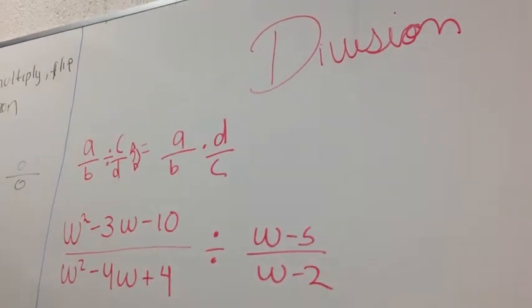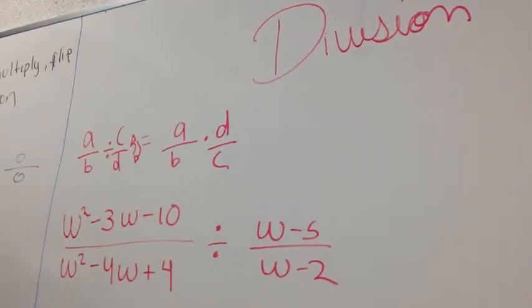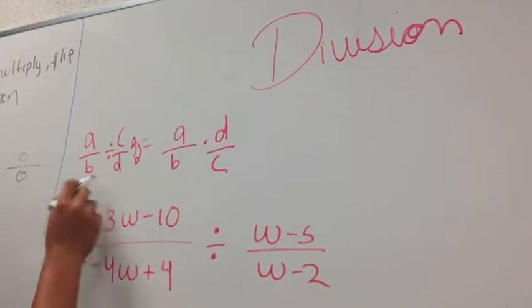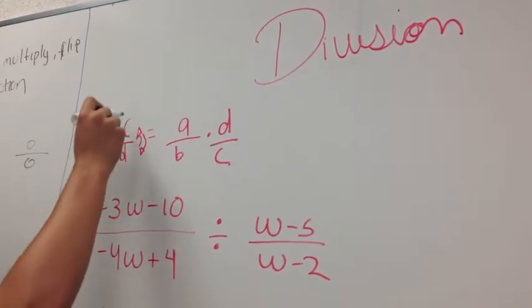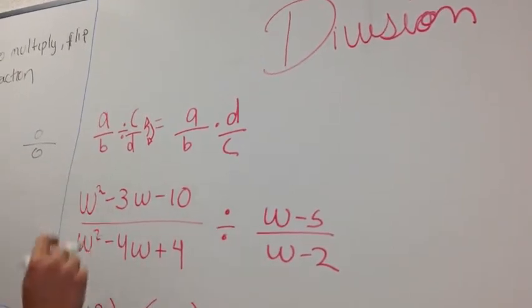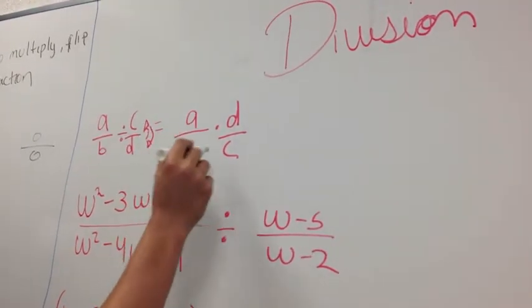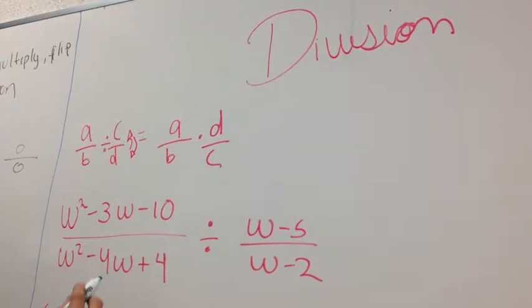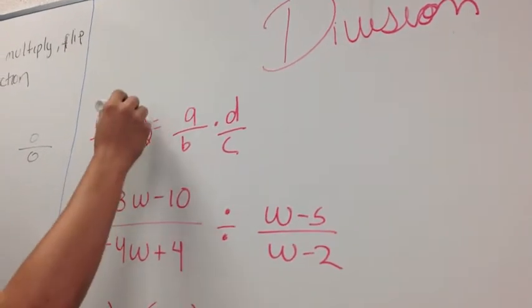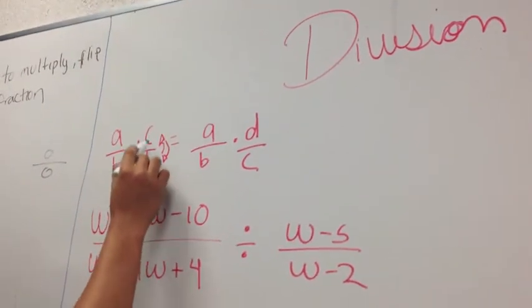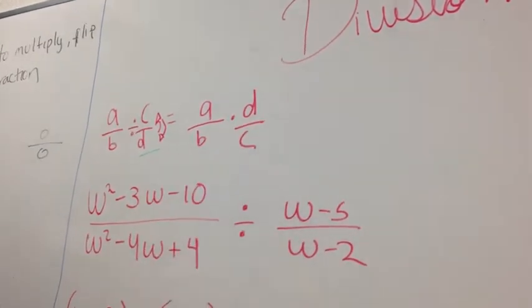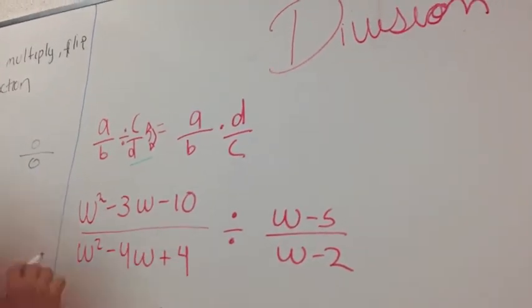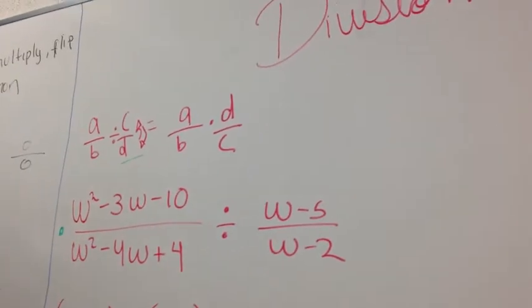We're going to see now division of rational fractions. For the division, we start off with the same principle. A over B divided by C over D will yield A over B times D over C. So, as you can see, we just flipped this fraction so it could be a multiplication. Now, we will see an example of this with this equation.